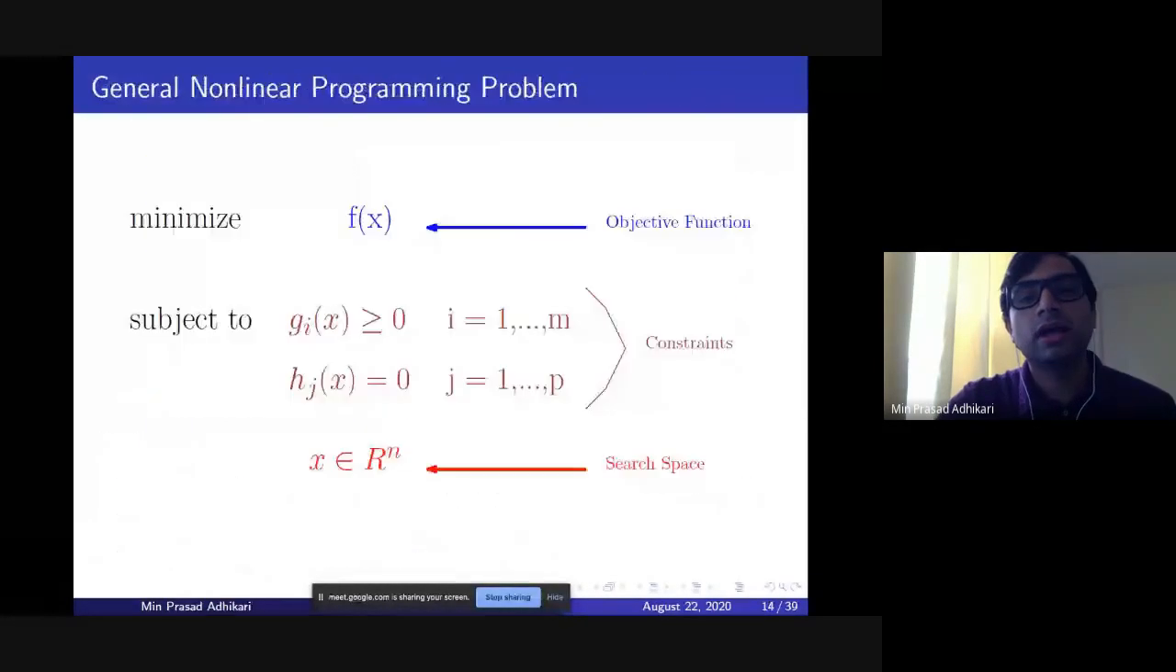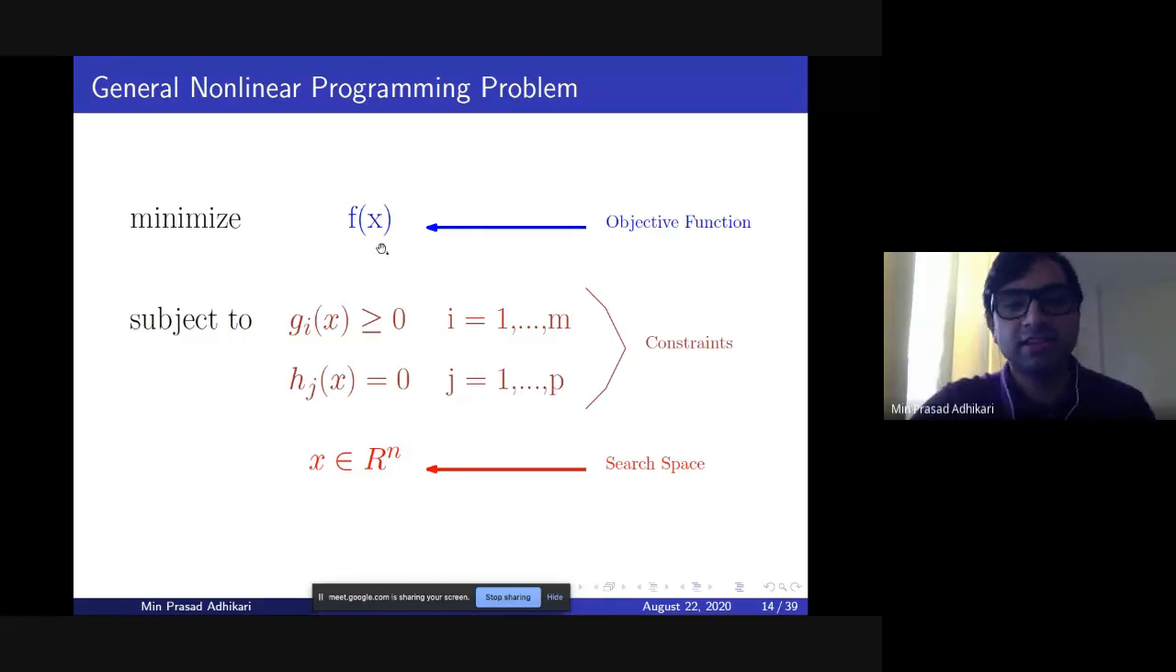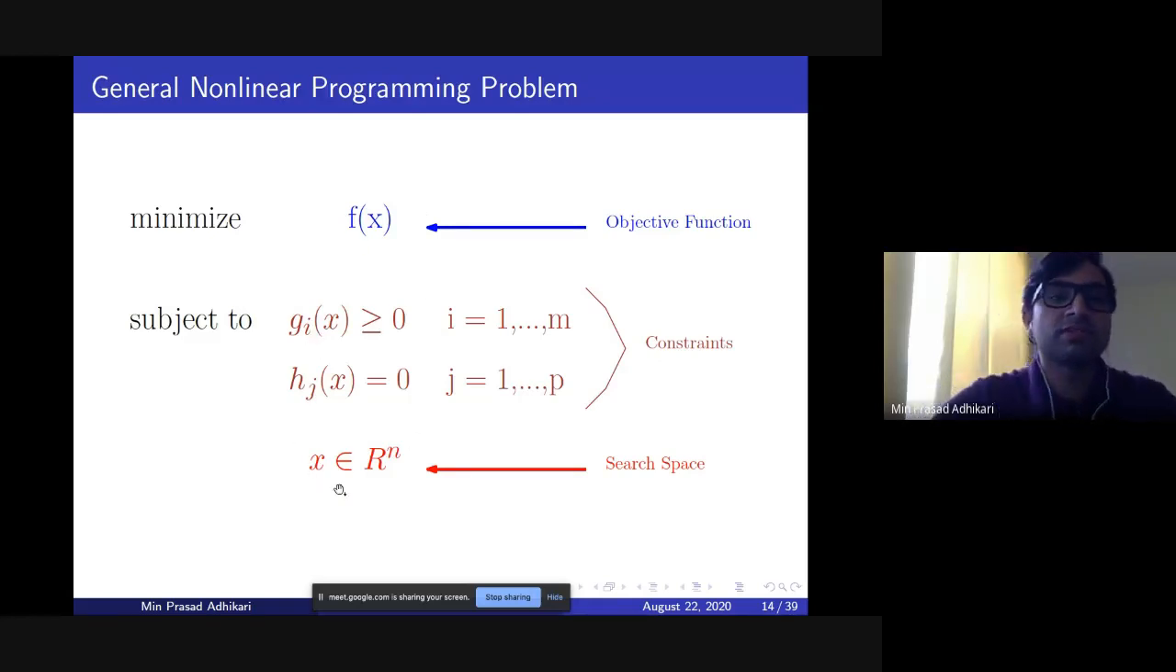So, for those of you who are not familiar with the nonlinear programming problem, here is an example. You have an objective function f(x) that you want to minimize, and you have constraints: inequality constraints greater than or equal to 0, and equality constraints equal to 0. This is a function that you want to minimize, given that some expression should be greater than or equal to 0, and some expression should be equal to 0. And all the solutions should be within the given search space. That's how a general nonlinear programming problem looks.